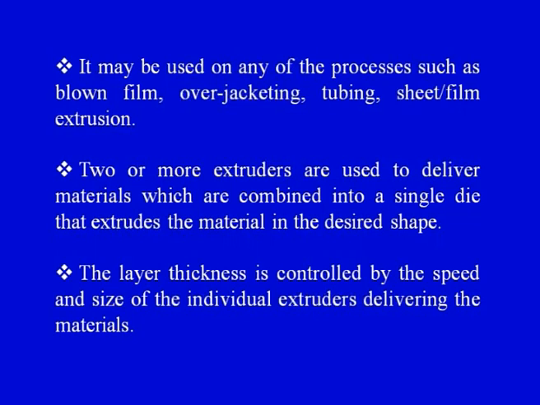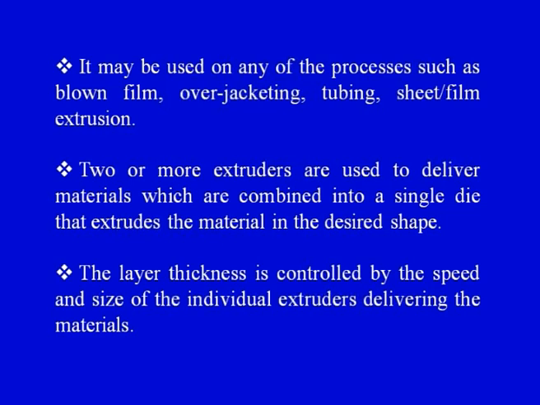Co-extrusion can be done with different processes like blown film, over jacketing, tubing, or sheet film extrusion. As we have already discussed, in sheet film, one sheet is coming, we can make 2-3 different sheets with the help of the co-extrusion process. So 2-3 different sheets would be coming out together in a single form. The final product would be single, but it would have gradient properties through the thickness of the final product. So 2 or more extruders are used to deliver the materials which are combined into a single die that extrudes the material in the desired form. The layer thickness is controlled by the speed and size of the individual extruders delivering the materials.